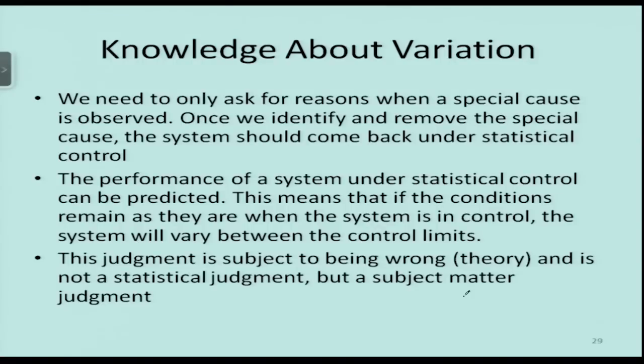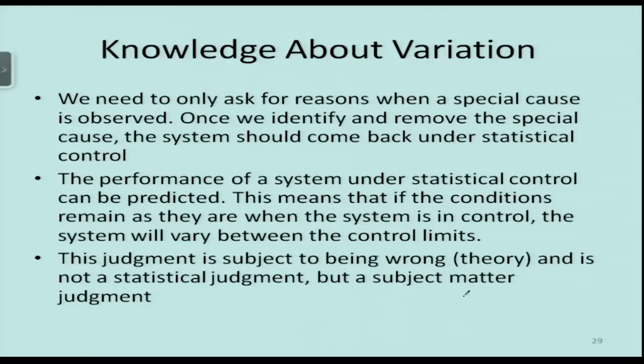The performance of a system under statistical control can be predicted. That means if the current conditions remain as they are, the system remains in control, and the performance of the system will vary between the control limits. That is the prediction that we are making. And this is a judgment that we are making, which is subject to being wrong.